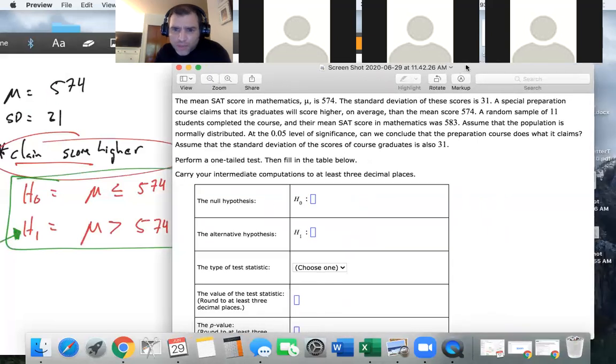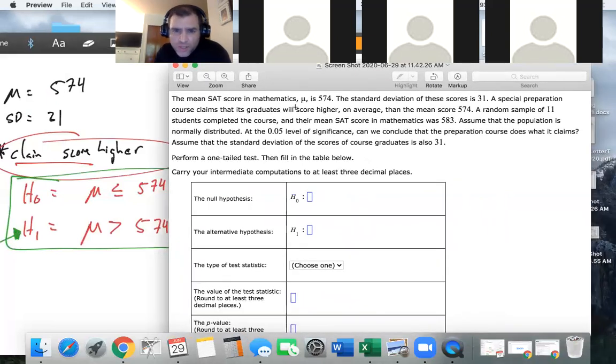So coming back to the problem, they claim that their graduates score higher on average, so they think that they can give you a better mean. So then they take a random sample of 11 students. Now, what's the issue? That should kind of immediately throw up a red flag. What's the worry with that?